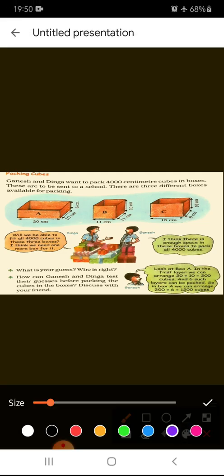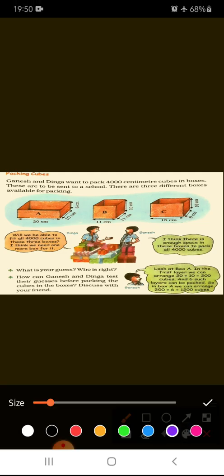Now today we'll start a new topic, that is packing cubes. It means you have to find how many cubes can be packed inside these boxes. For this, you should know the volume of the boxes and the volume of the cubes that are to be fitted inside the box. So let's find out what is given.